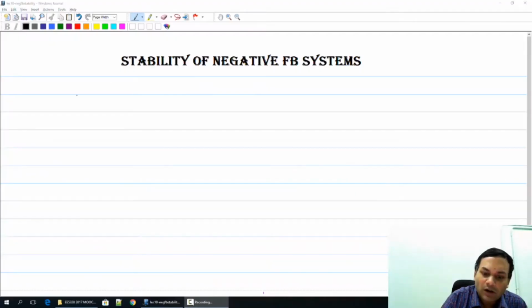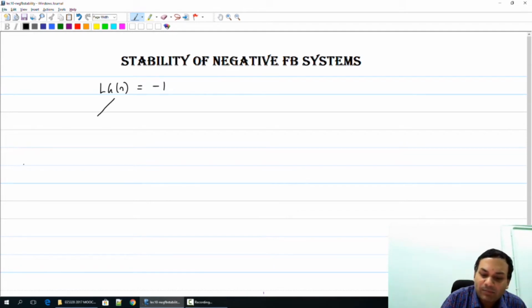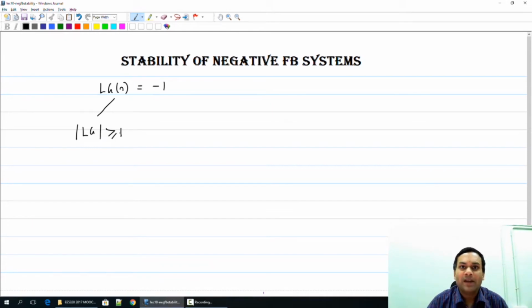In this lecture, we will start by looking at the stability of negative feedback systems as a function of frequency. So, as we saw previously, we are going to compare the loop gain in the Laplace domain with -1, and as we said, this can be split into two sets of conditions. The first condition is that the magnitude of the loop gain be greater than or equal to 1, and the second condition is that the angle of the loop gain be minus 180 degrees.